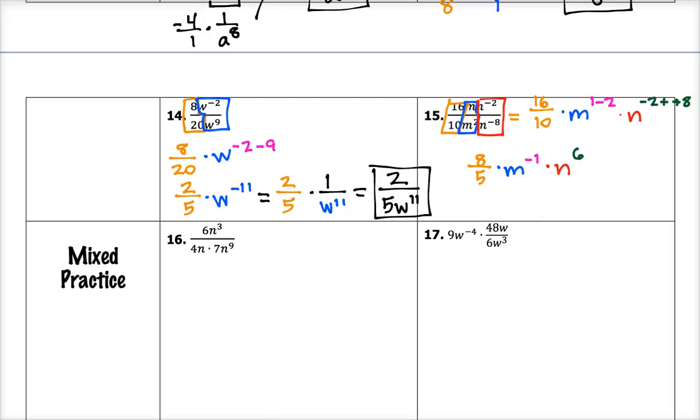Negative exponents we want to rewrite, and so we have 1 here. This becomes 1 over m to the 1st, or 1 over m. We can leave 8/5 alone, and we can leave n to the 6th alone. Okay, n to the 6th is just n to the 6 over 1. So we get a fraction answer, and it becomes 8 n to the 6th in our numerator and 5m in our denominator.